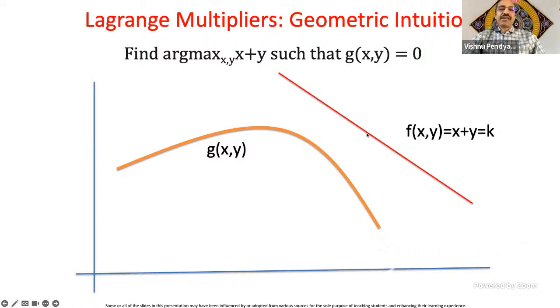This is a very common scenario, right? Take work-life balance. We have only a certain number of hours in a day that we need to optimize. You can think of x as work and y as life. There's a constraint: you have only 24 hours in a day. So this is a common scenario, and Lagrange multipliers is a commonly used method for solving these kinds of optimization problems.